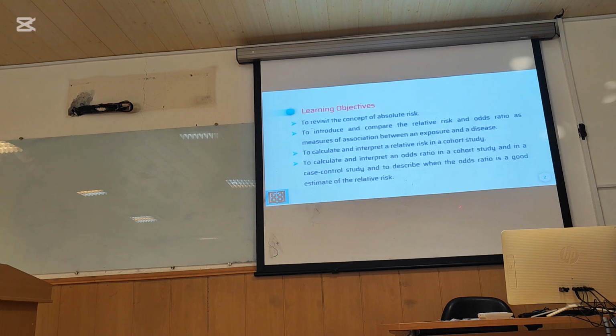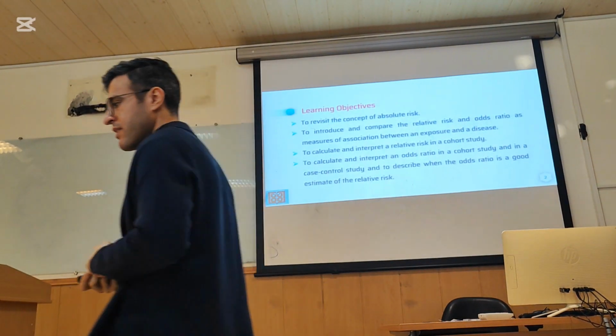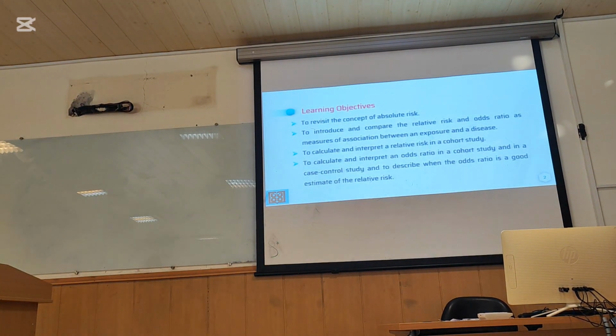The main objective of this session is here. It's clear. What's the objective? Absolute risk. Yes. Absolute risk. No. Relative risk. What's the main objective of this session? Measure of association. Measure of association. We want to become familiar with some indices to assess association between factors.